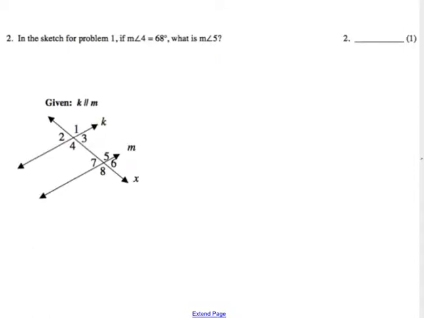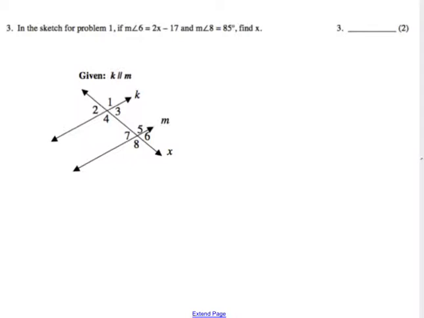Now let's take a look at number 2. In the sketch for problem 1, if the measure of angle 4 is 68 degrees, what is the measure of angle 5? We want to figure out how those two angles are related, 4 and 5. I notice that they're both on the inside of the parallel lines on opposite sides of the transversal, so they are alternate interior angles, which means they are congruent. So if 4 is 68, then the measure of angle 5 is 68 degrees as well.